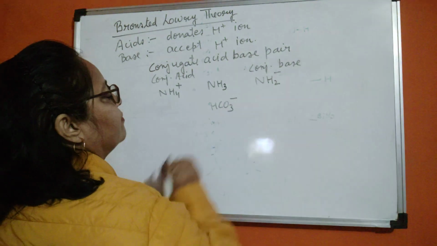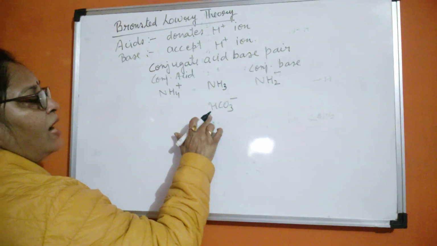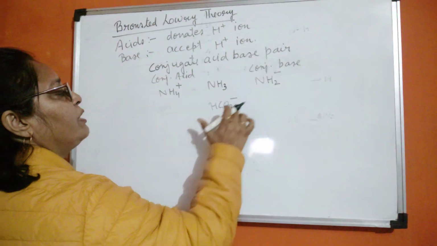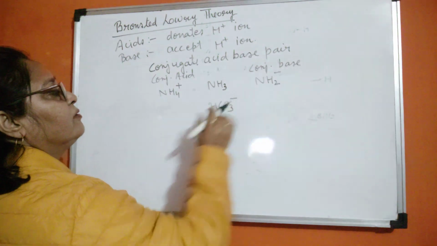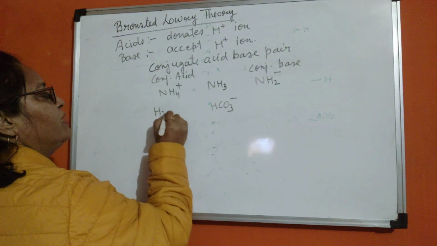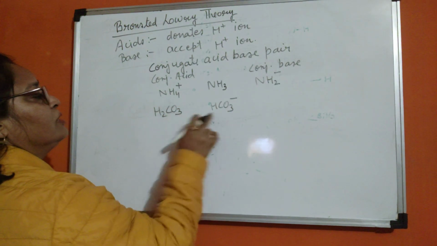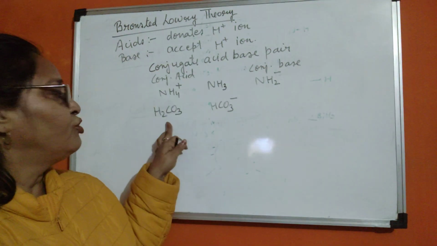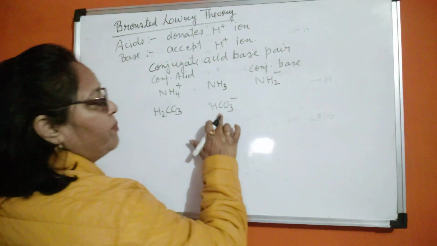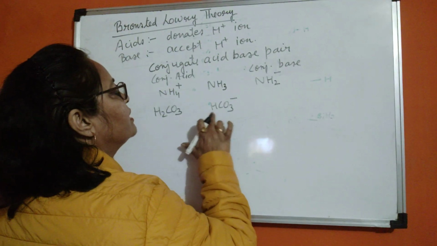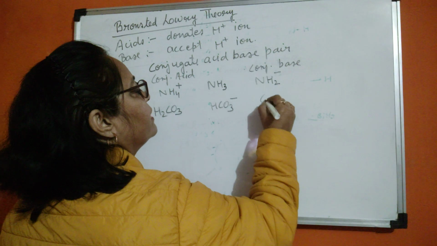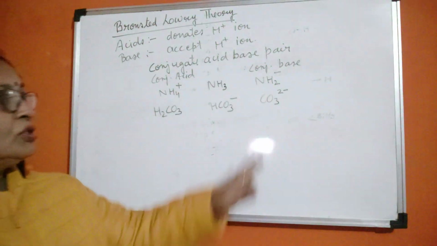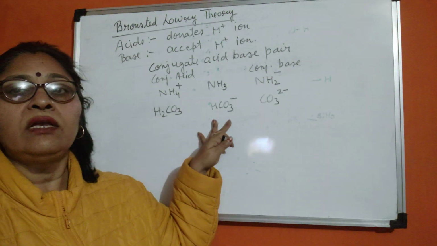Another example is HCO3 negative. Now when we add one hydrogen, then addition of one hydrogen means H2CO3, and plus charge neglect this minus charge. So we have this H2CO3. So a conjugate acid of this HCO3 negative is H2CO3, and its conjugate base is, now just remove this H plus. So when we remove H plus, we have CO3 2 negative. So this is the conjugate base of HCO3 negative.